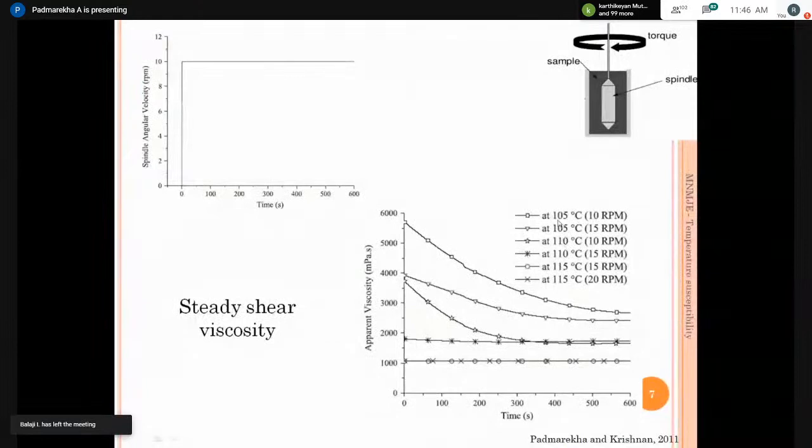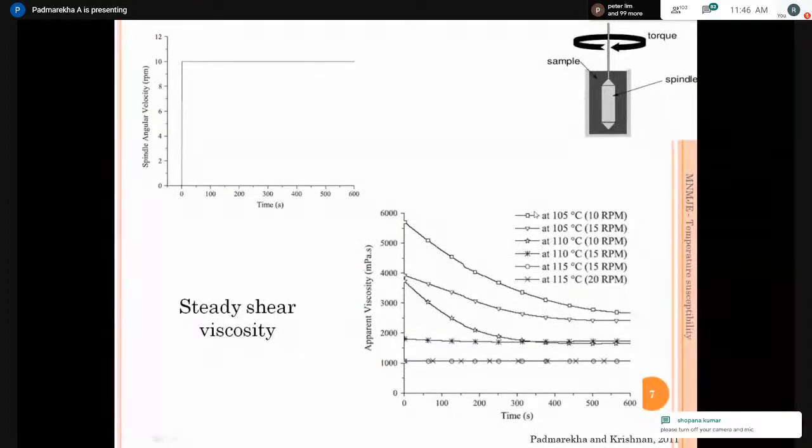One is at 105 degrees Celsius, 110 degrees Celsius and 115 degrees Celsius at two different speeds. So 10 revolutions per minute and 15 revolutions per minute at 105 degrees Celsius. Let us first focus on this temperature, 105 degrees Celsius, 10 revolutions and 15 revolutions per minute.